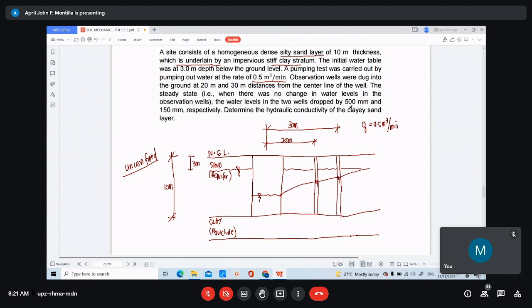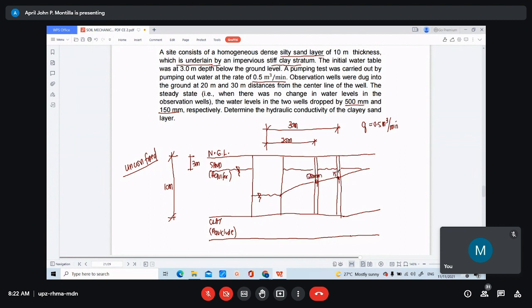And then binigay yung drawdowns doon sa observation wells nating dalawa: 500 mm and 150 mm. Siyempre, yung mas malapit sa test well, mas malaki yung drawdown. Yung mas malayo sa test well, mas maliit yung drawdown. So, itong drawdown na ito ay 500.